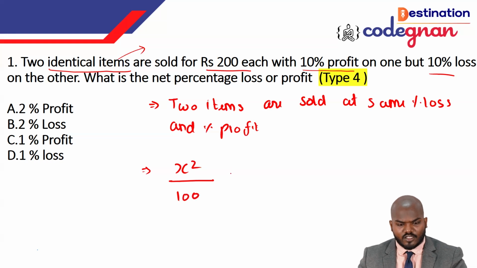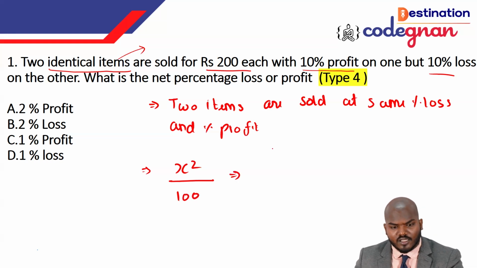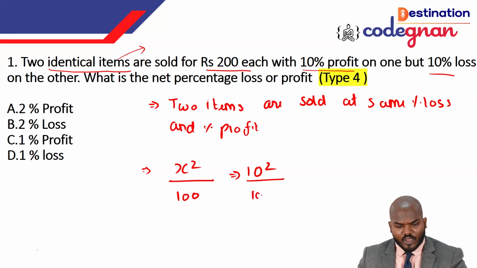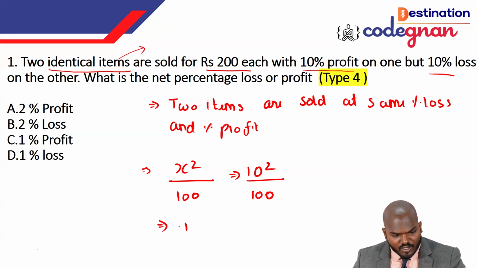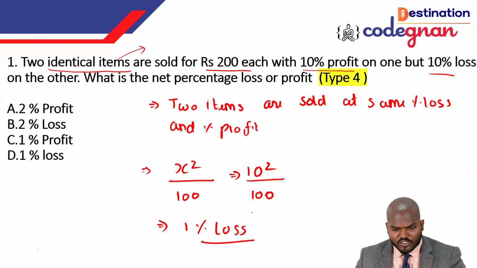So what is x here? What is mentioned here is 10, so 10 square by 100. If I work it out, this will give you 1%. Okay, this will give you 1% loss here. So this is how you find the value with respect to identical items.